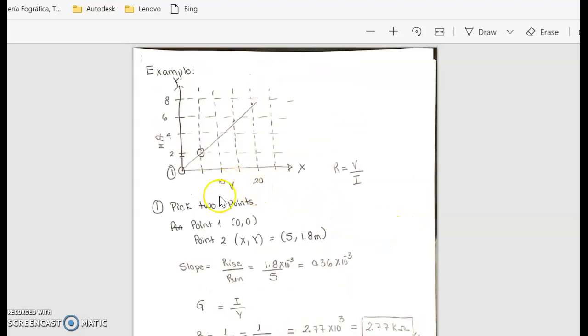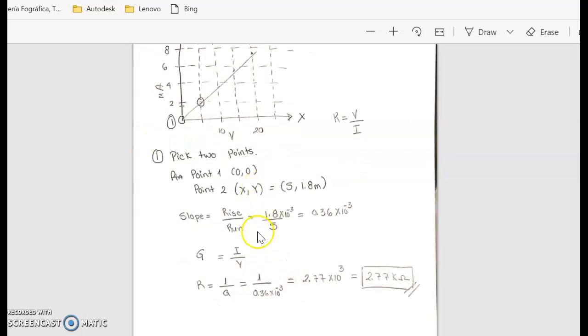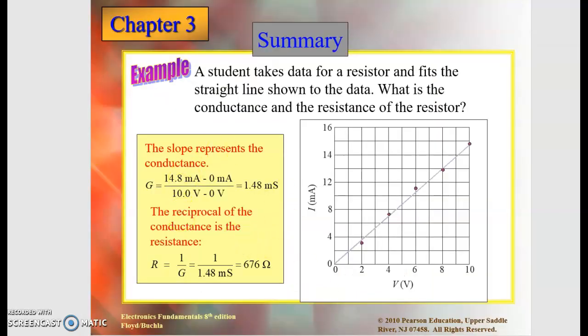Very important here: be mindful of the definition of a slope. Be mindful of the units in which you're working, and know that if you're asked for resistance, you cannot stop right after the slope. You have to do 1 over the slope so that you can actually find the resistance value. Okay, so let's move on.